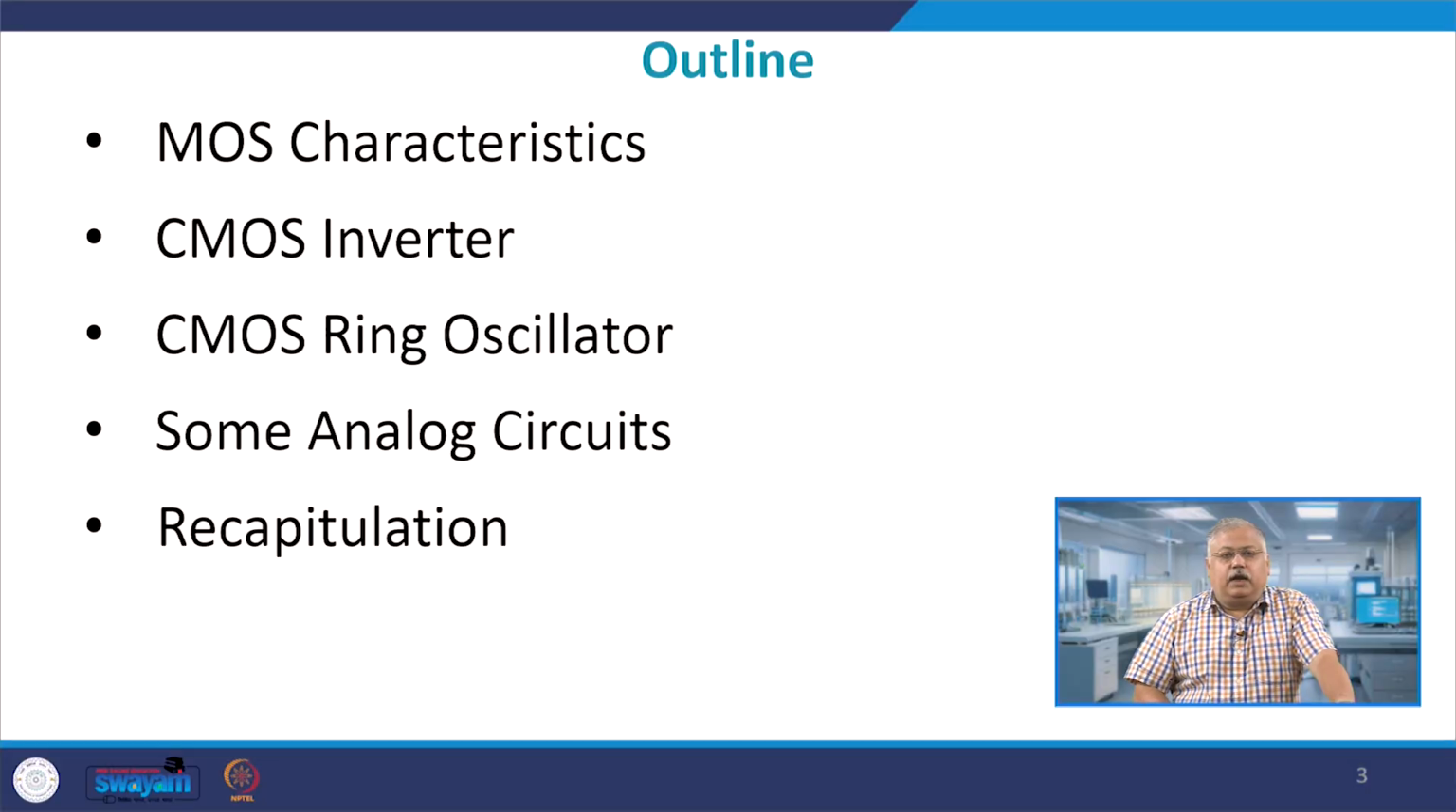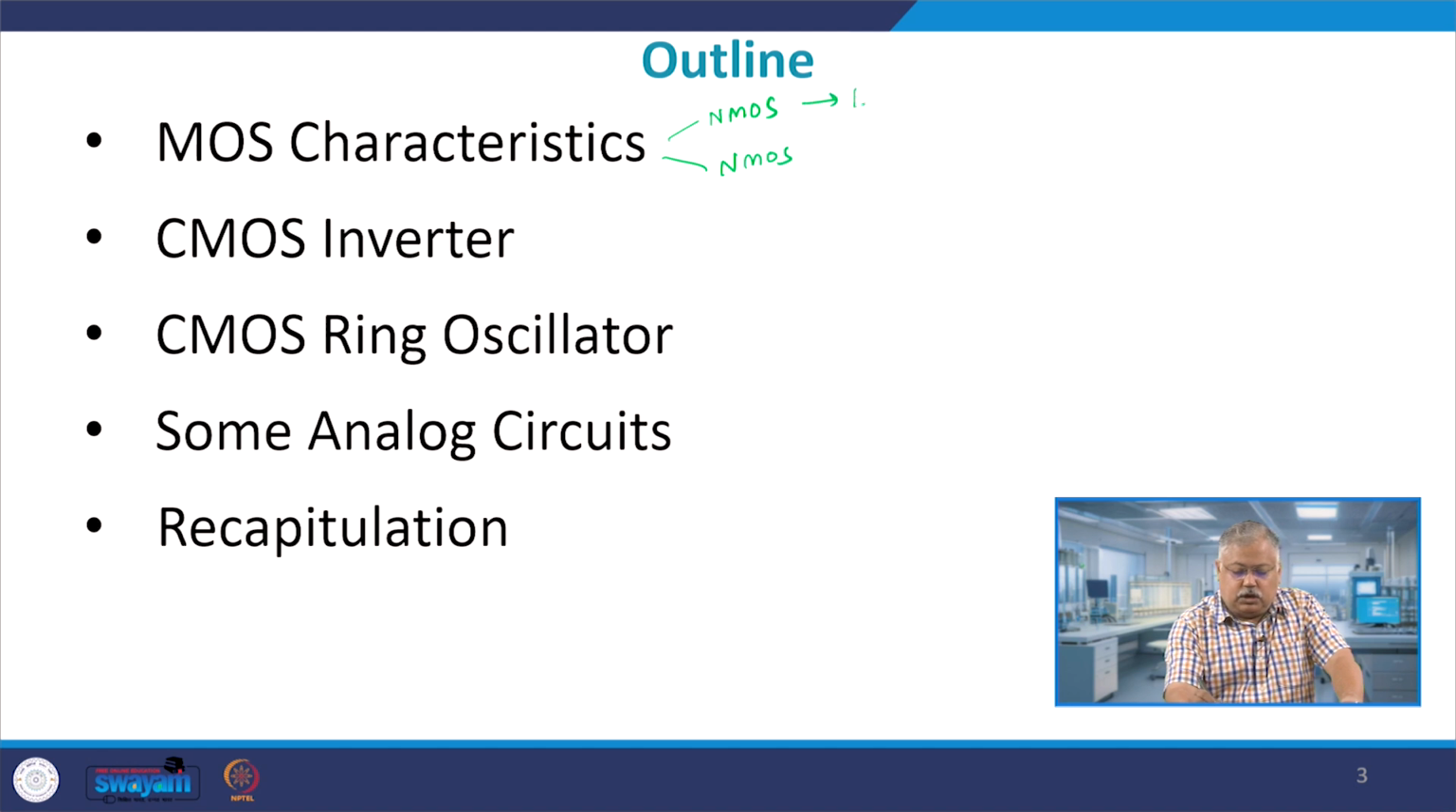This is the outline. We will be looking into the MOS characteristics, NMOS and PMOS, but we will be looking into NMOS only. For NMOS we will do level 1, level 2 and level 3. All these 3 levels will be looked into for NMOS, and then we will look into its IV characteristics, current versus voltage, as well as the transfer characteristics of NMOS.